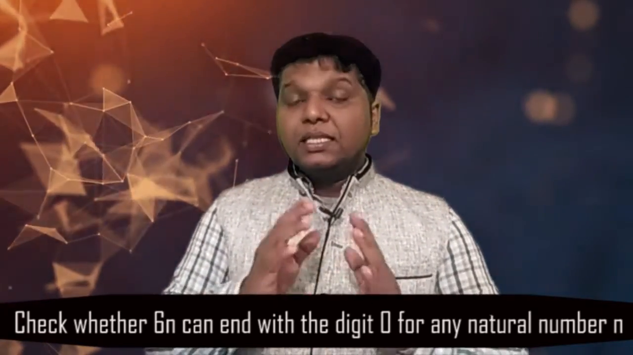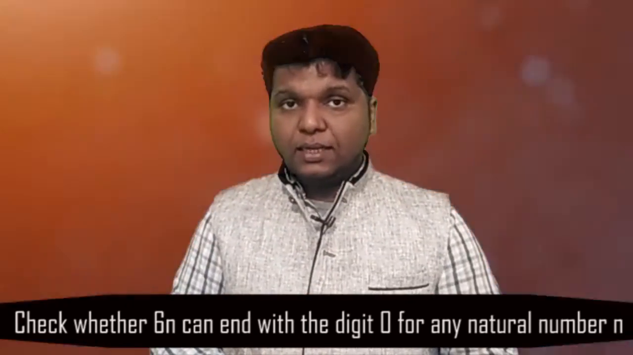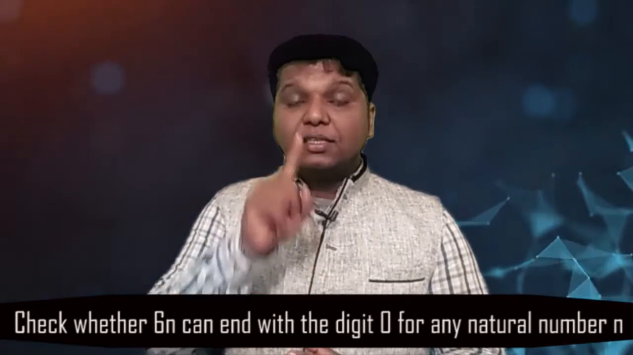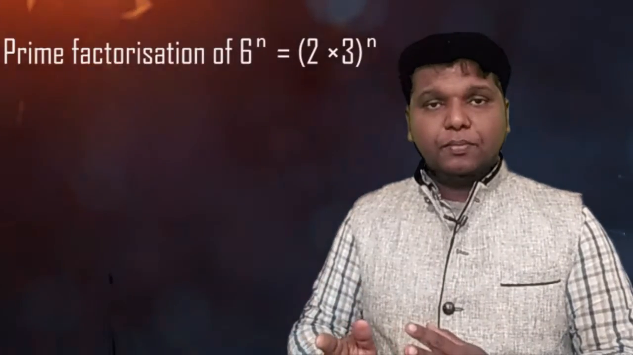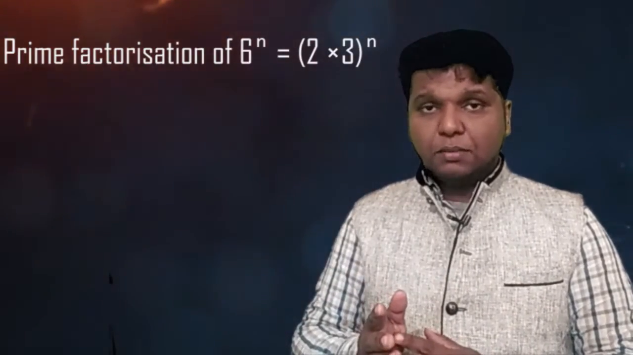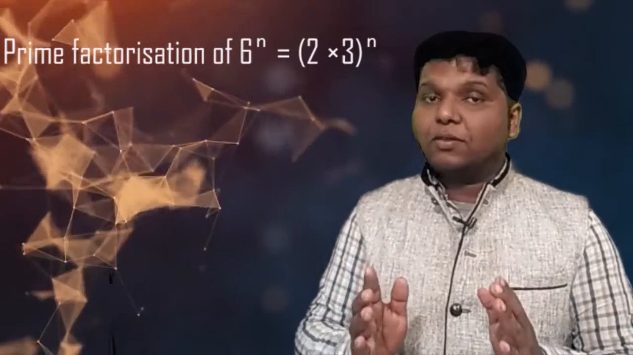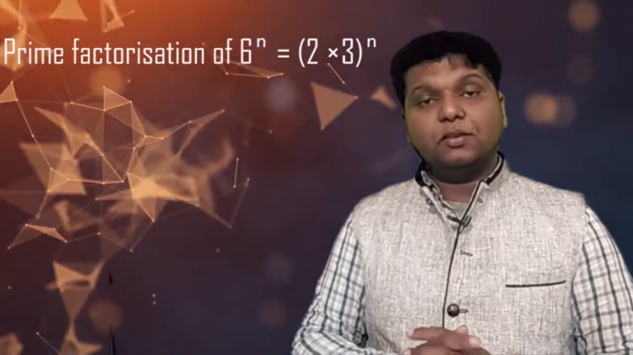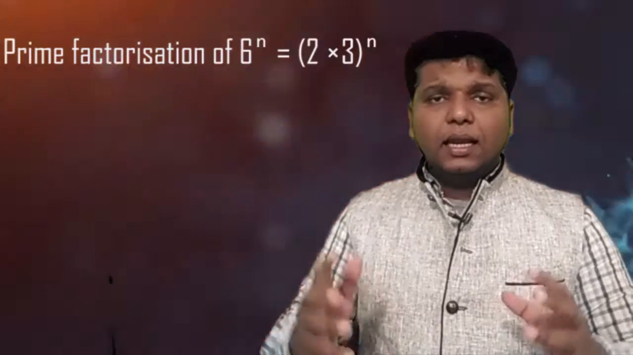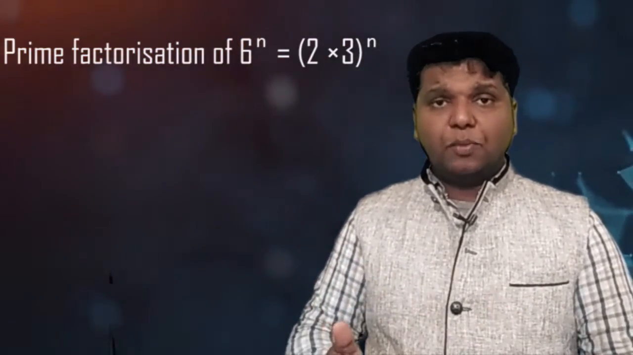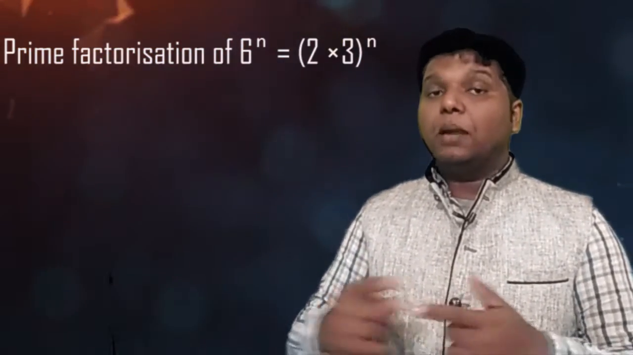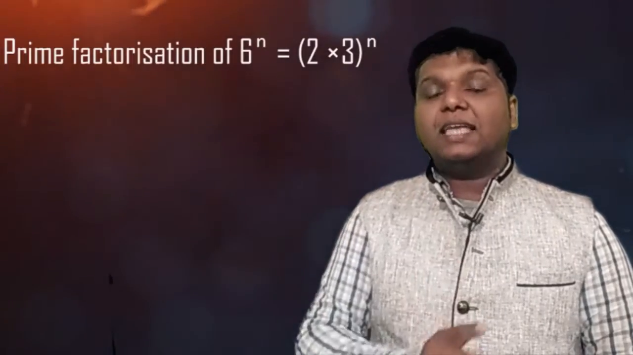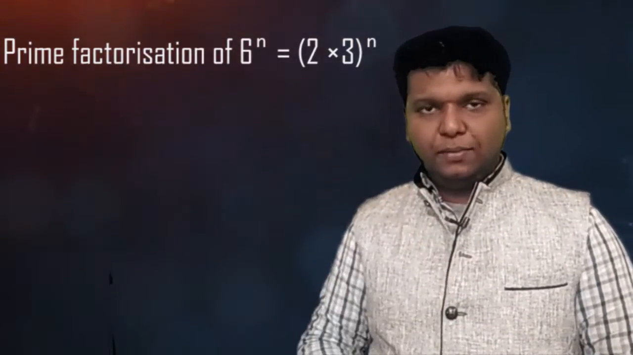See here, 6 raised to the power of n is given, right? Let us factorize this 6. While factorizing this 6, what will you get? 2 into 3, right? Because 6 is a composite number. So 2 into 3 are the prime factors of 6. So we can express 6 as the product of primes: 2 multiplied by 3. That means 6 has only the factors 2 and 3.